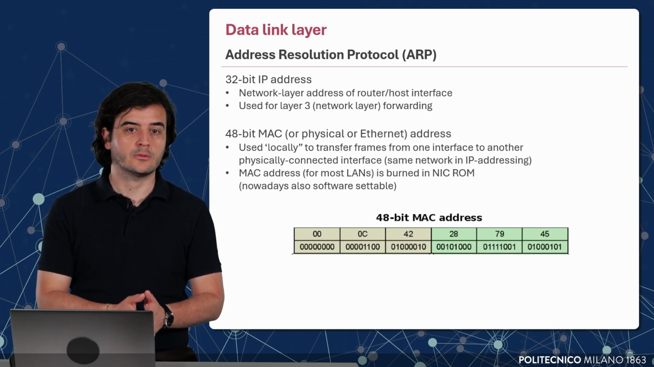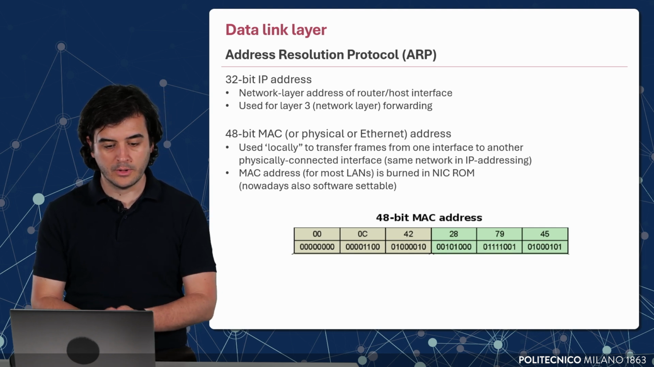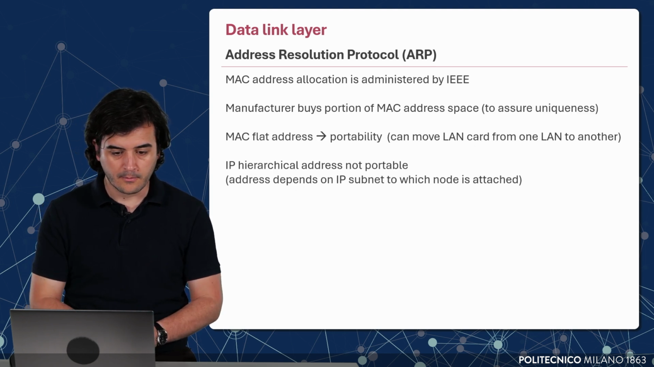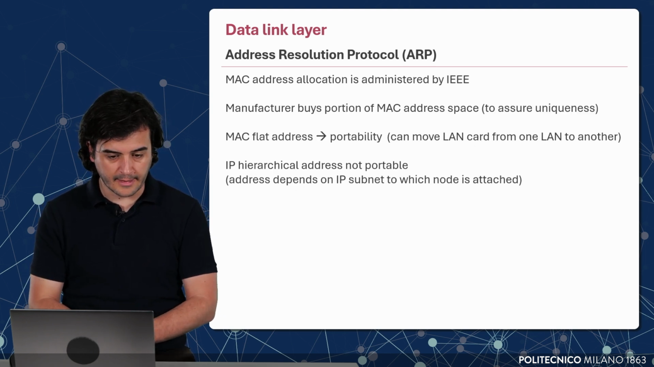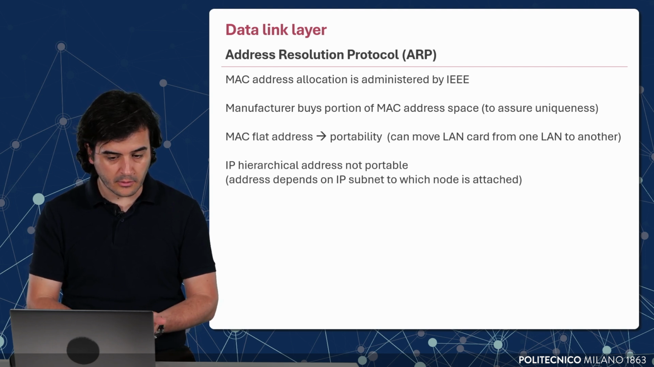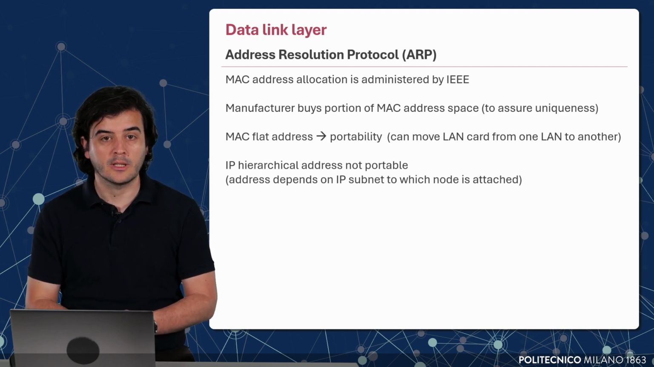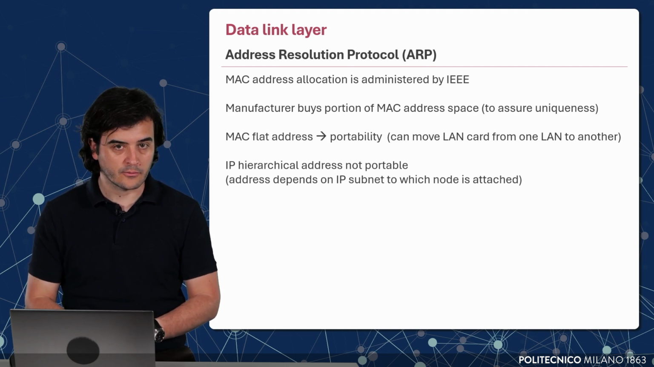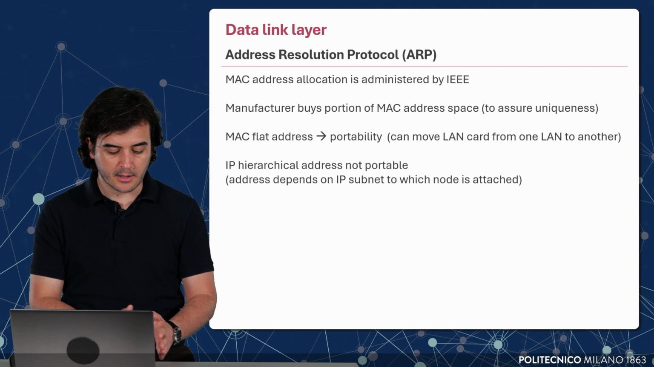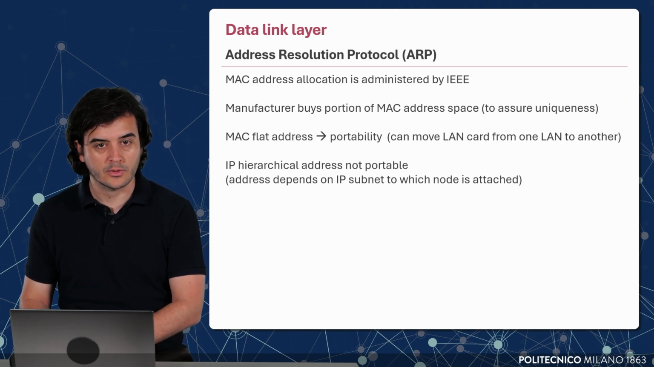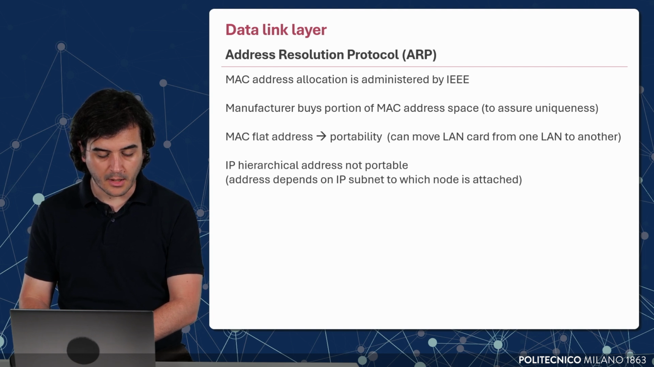in order to understand to which equipment which address corresponds. When we talk about MAC addresses, the address allocation is administered by the IEEE, and since it is an address of 48 bits, there is a part which identifies the manufacturer, and then there is a part which identifies the network interface card.